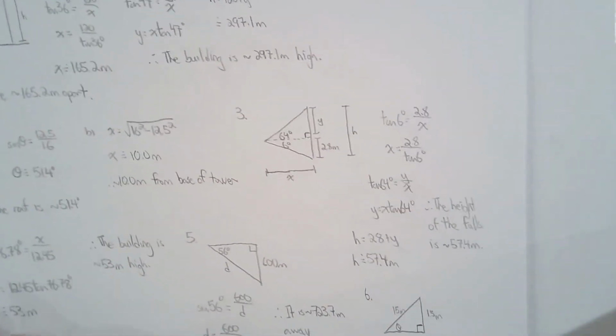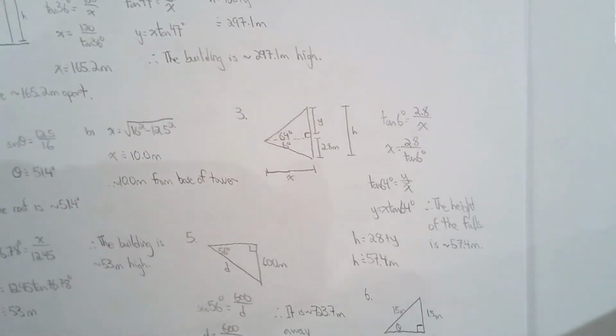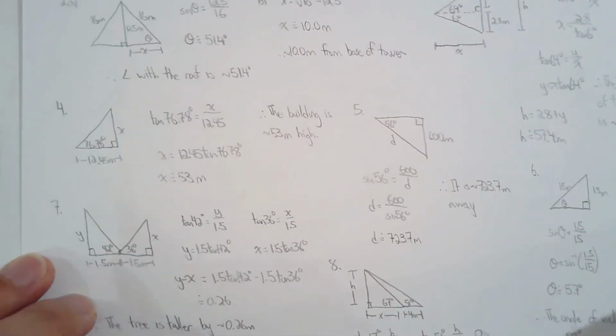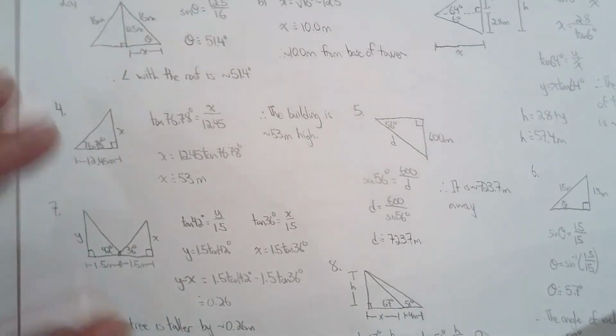For question 3, once again, you have a double right triangle problem, very similar to the first question. You can solve for x, then solve for y, and you'll have the height of the falls. For question 4, we want to solve for the height of the building. Not much to say here. It was a rather simple diagram, but use a tan ratio and you'll have the height.